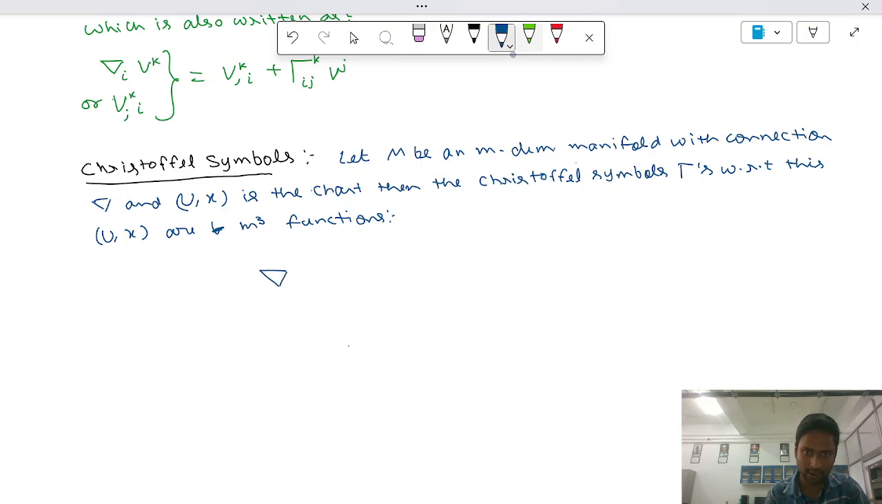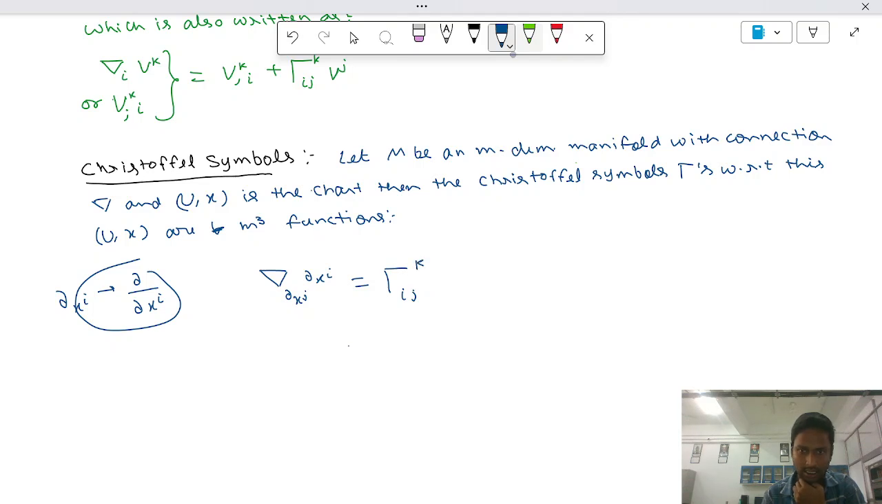So you have nabla of del xj, del xi, and I have already told you this notation. This del xi is simply del over del xi. Okay, so keep that in mind. Please don't get confused. So these are equal to gamma ij^k del xk, where i and j are greater than or equal to 1, and k is less than or equal to n. That's it. They are simple. This is a simple definition of the Christoffel symbol.